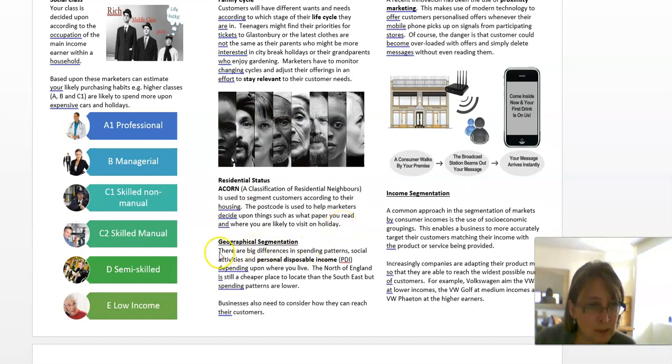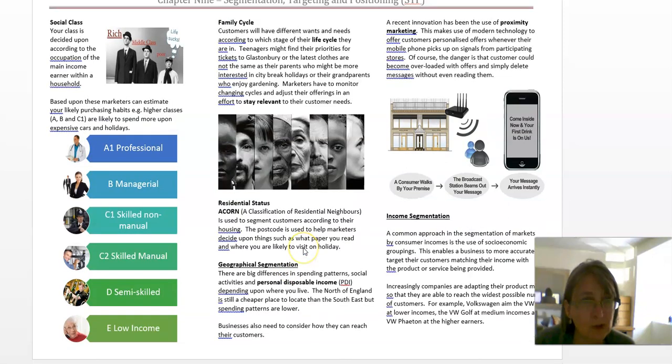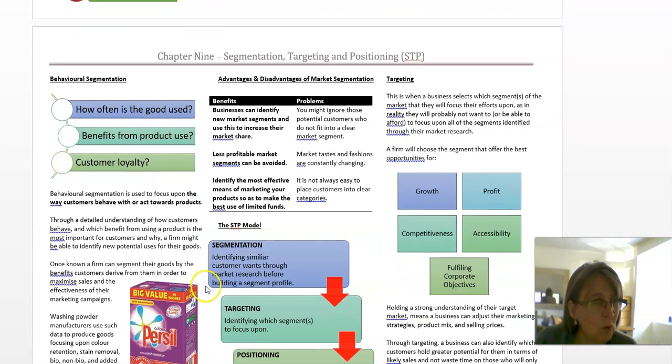We could also segment people by geography. So it could be different parts of the country, it could be north and south, or it could be rural versus city-based, things like that. Income segmentation. So as they suggest, Volkswagen is at lower incomes, Golf is at medium incomes, and I don't know what that is, Phaeton is for higher earners. So you might segment your population by the income they take in, or by their behaviour.